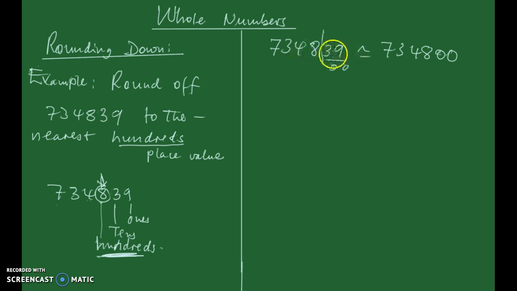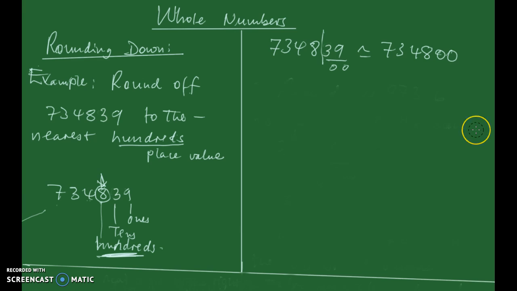Okay, so after this, the next digit is below 5, replace all of them with 0, and then we have our approximated value here as 734,800. So we have rounded it down. In this way we have rounded down, because you see the result we have, the approximate result, is smaller than the original number. So that's why we say we have rounded it down. Now we have seen this example, and how about another example?